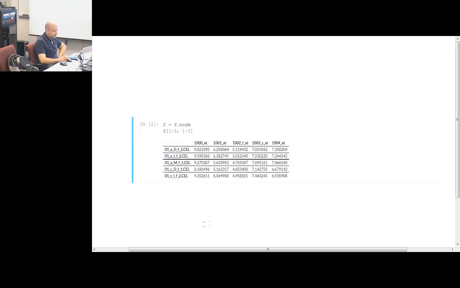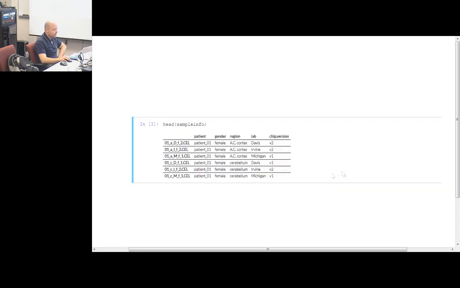Here, just so you can see it, there's the data. Rows are the microarrays and columns are the genes. And inside, here's the data frame of the sample information. Again, rows for the different microarrays. And then I've got information on which of the 10 patients it was, their gender, which brain region it was, which lab it was assayed at, and then also chip version. There were 2 different versions of the microarray that they used.